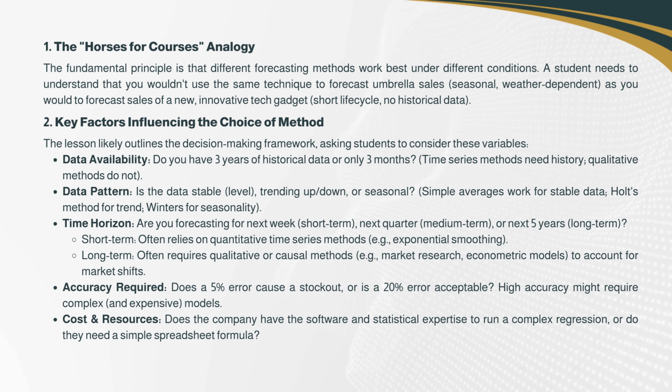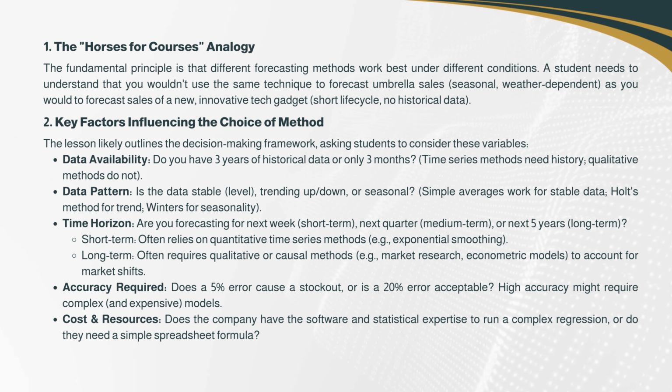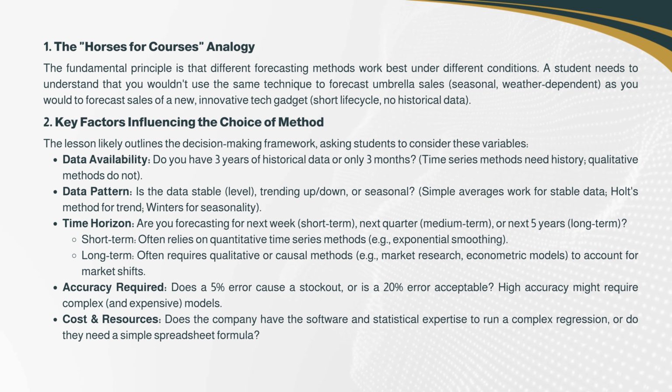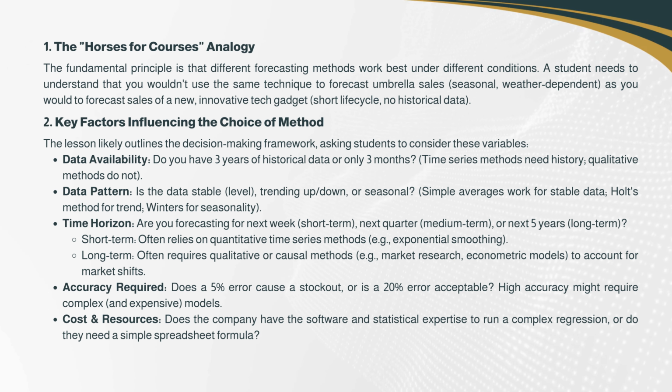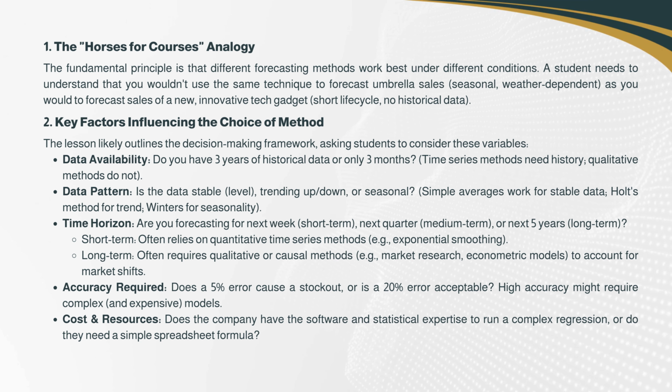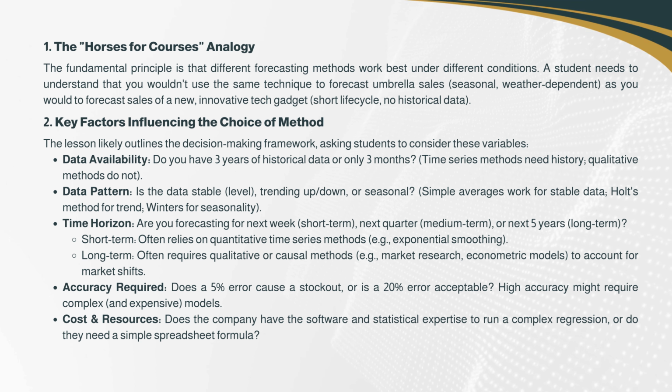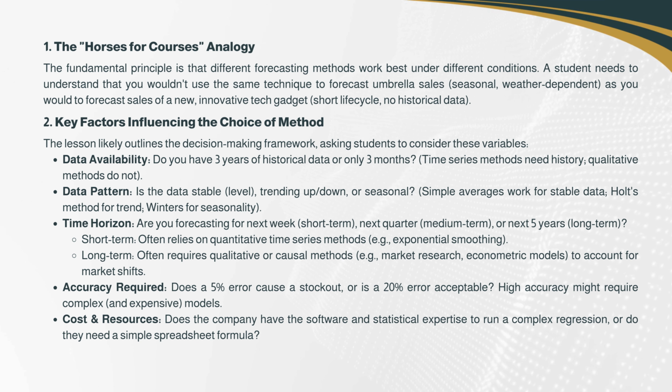Data pattern. Is the data stable, level, trending up, down, or seasonal? Simple averages work for stable data. Holt's method for trend. Winters for seasonality. Time horizon. Are you forecasting for next week, short term, next quarter, medium term, or next 5 years, long term? Short term often relies on quantitative time series methods, e.g., exponential smoothing. Long term often requires qualitative or causal methods, e.g., market research, econometric models, to account for market shifts.